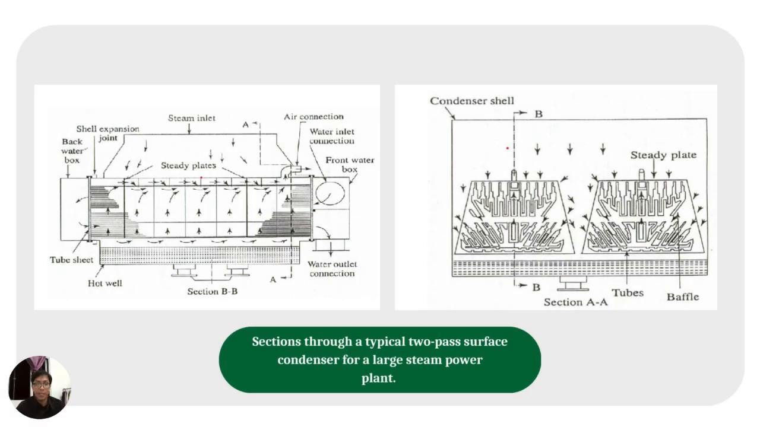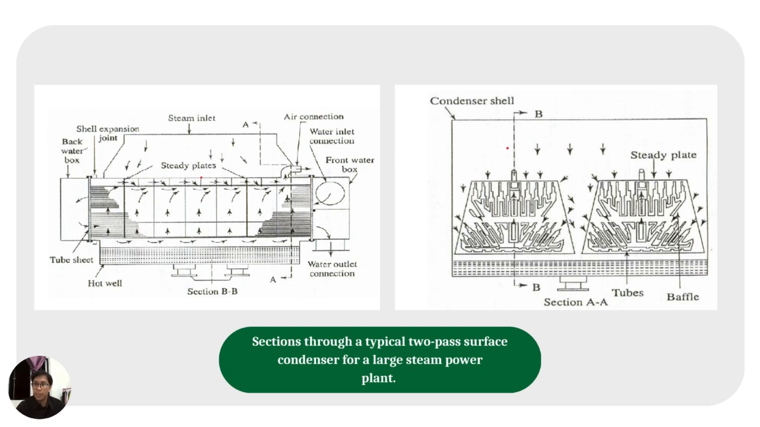Next, I will present a section through a typical two-pass surface condenser for a large steam power plant. So this is a schematic of a two-pass surface condenser, a critical component in any steam power plant. Its primary function is to convert exhaust steam from the turbine back into liquid water or condensate for use in the steam cycle. So let's start with section AA, which provides a longitudinal view of the condenser.